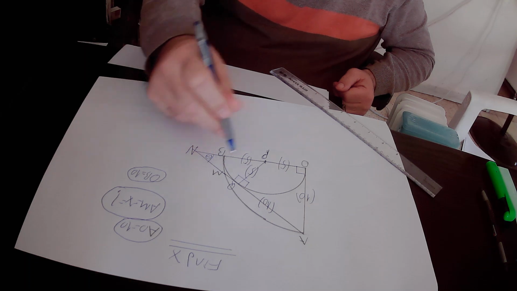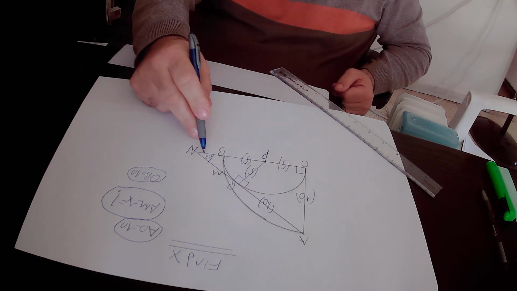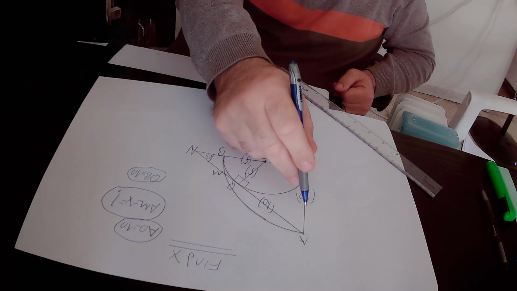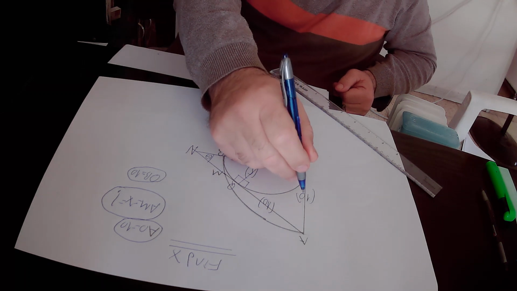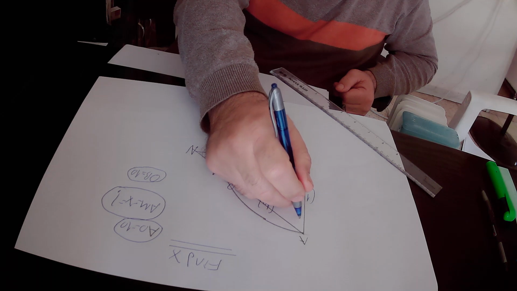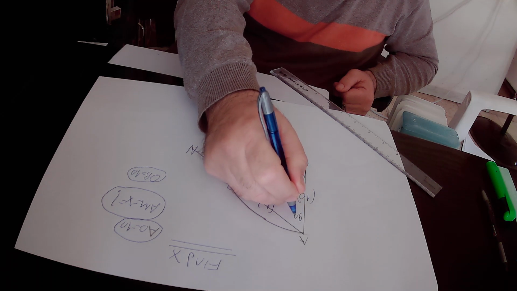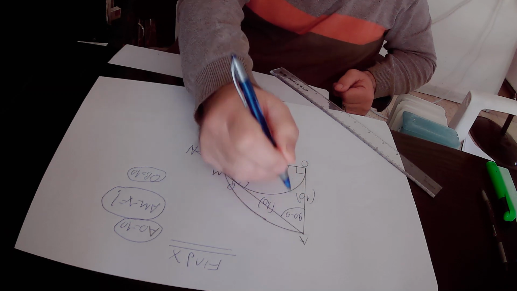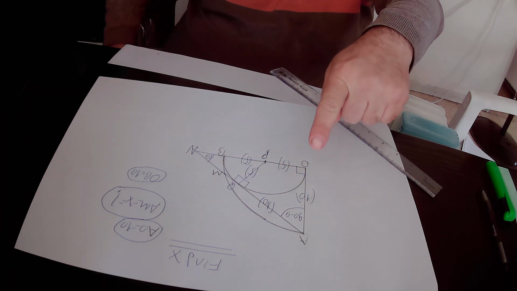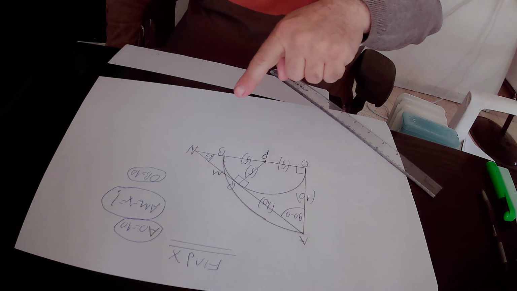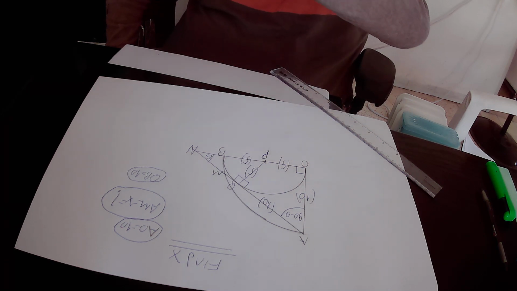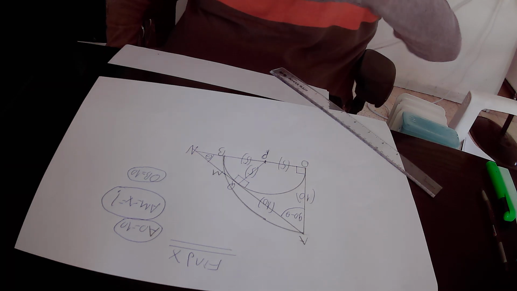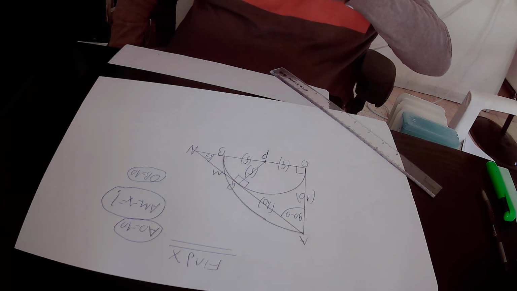So in the right triangle AON, this angle equals theta, this angle equals 90 degrees, therefore the missing angle here must be equal to 90 degrees minus theta. Why? Because 90 degrees minus theta plus theta is 90 degrees, and 90 degrees plus 90 degrees is equal to 180 degrees, that is the sum of the angles in any triangle.